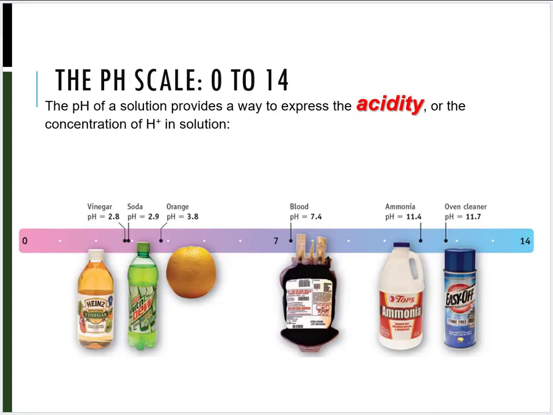So the pH scale is a scale that ranges from 0 to 14, and it expresses acidity or that concentration of H plus ions that are in solution. And you're probably pretty familiar with this. Vinegar has a pretty low pH. It's pretty acidic, 2.8. Pop is only slightly more than that, 2.9. Orange is more, 3.8. Blood is slightly basic, 7.4. Ammonia, more basic at 11.4. Oven cleaner, even more at 11.7. So again, that's the acidity of H plus ions in solution.